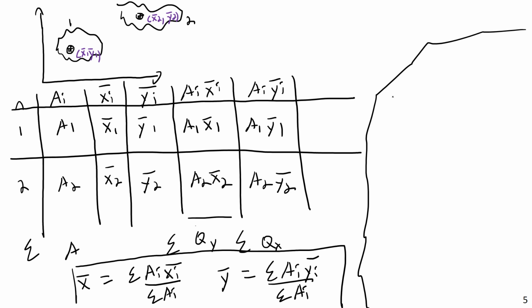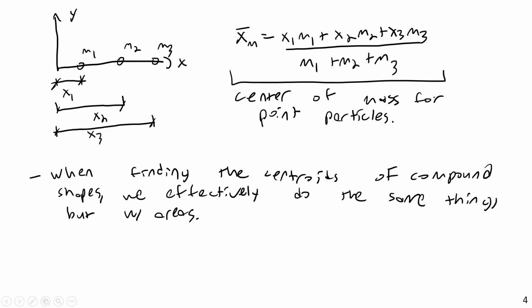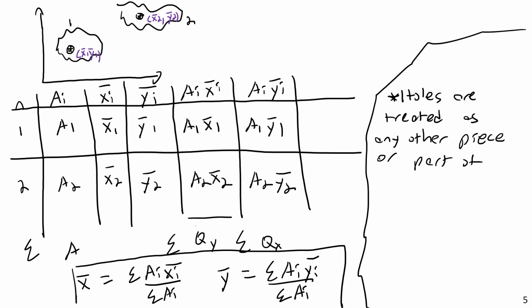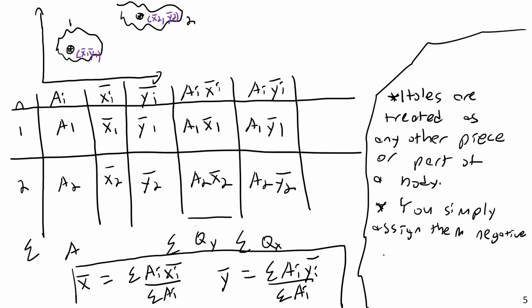And actually, holes in shapes are very easy to handle. For holes in shapes, for example, back to this problem here, we had this hole here. Holes are treated as just another object or another piece, treated as any other piece or part of a body. You simply assign them negative area and calculate as you regularly would.